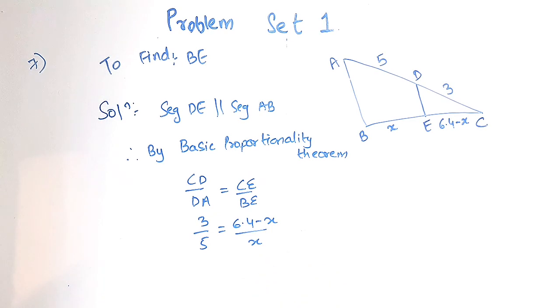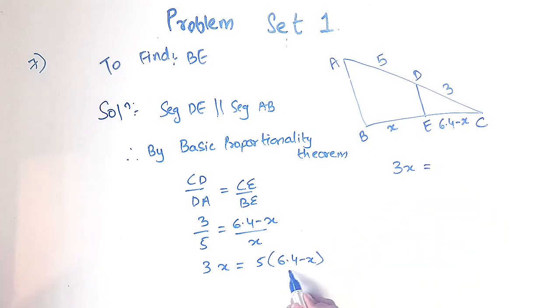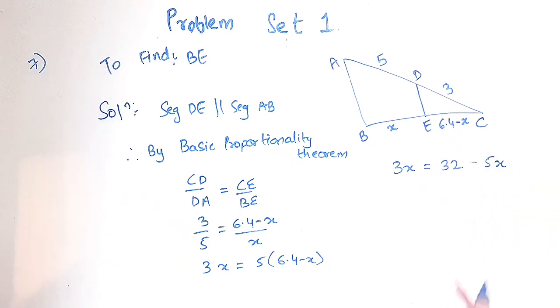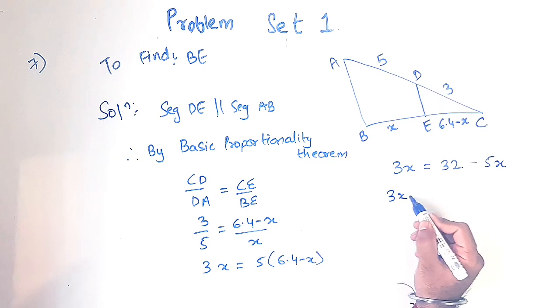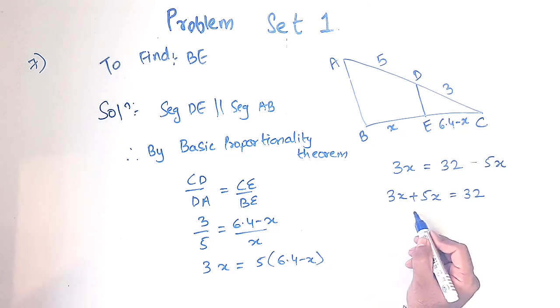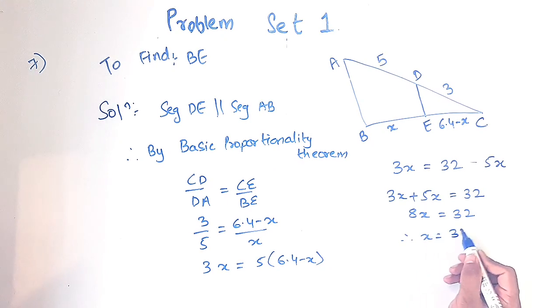So simple cross multiplication, this will become 3x equals 5 bracket 6.4 minus x. So 3x equals, 5 4s are 20, 5 6s are 30, 32. 6.4 five times is 32, minus 5x. If I bring this here, this will become plus 5x, equals 32. Now 8x equals 32. Therefore x is equal to 32 by 8, x is equal to 4.